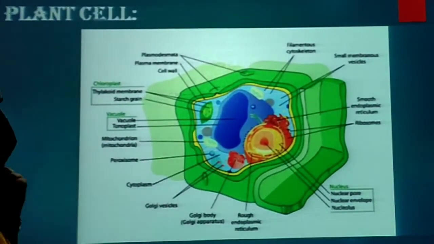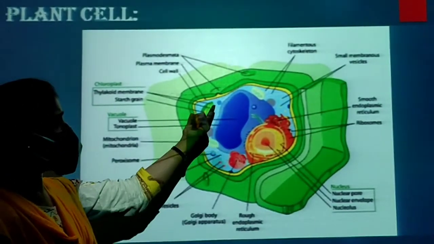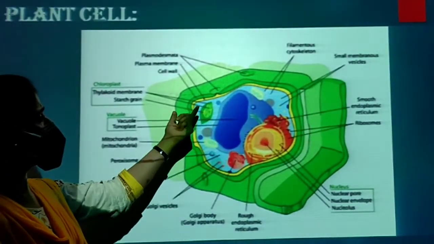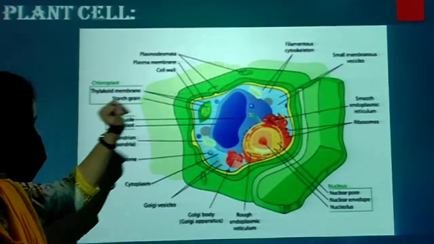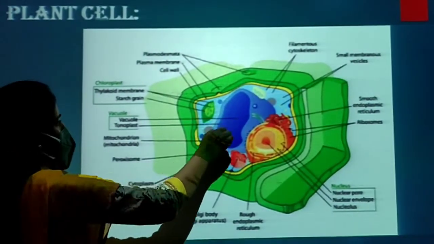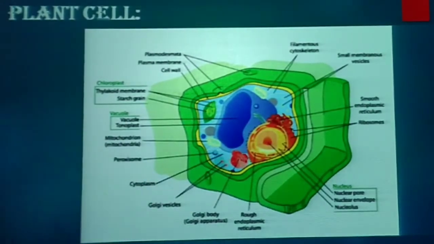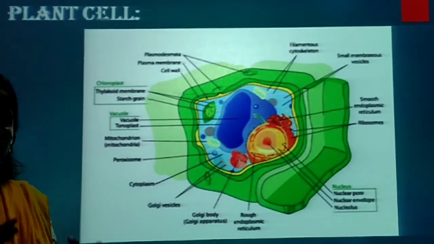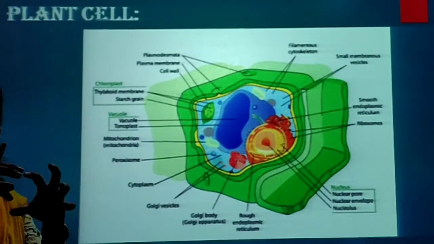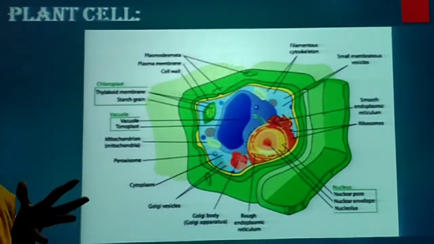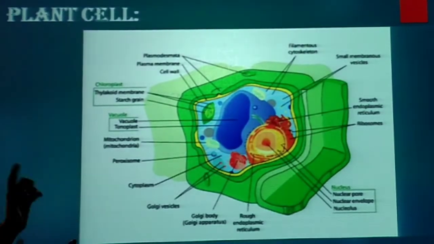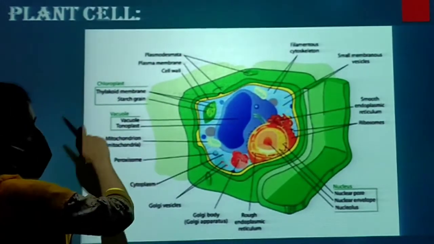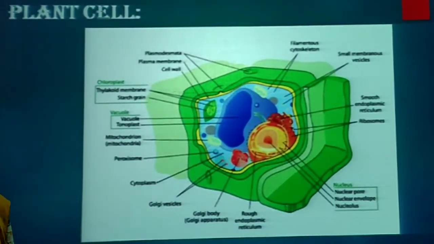Now the difference between the two cells is mainly based on two cell organelles. That is, as you can see, the hollow space inside the cell. This is called a vacuole. Vacuoles are clear empty spaces filled with water and other substances in solution inside the cytoplasm. And the other thing is plastid.